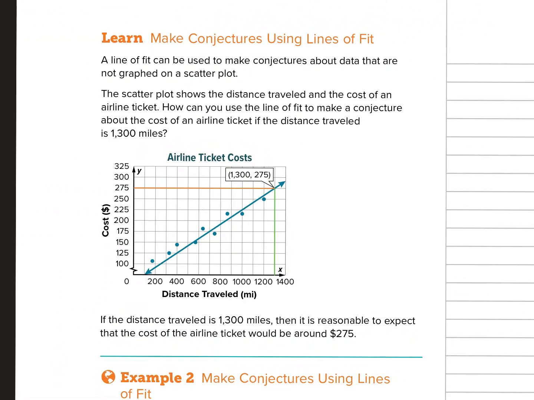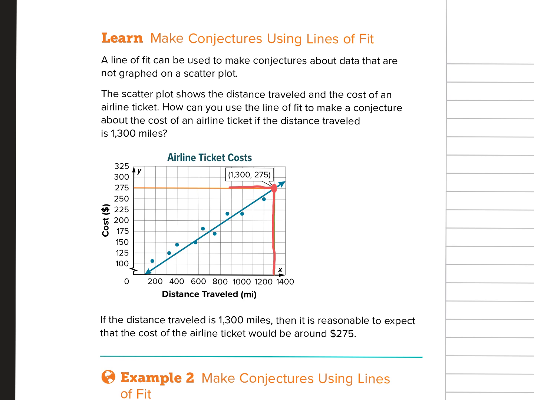So if we were to look at this, the scatter plot shows us the distance traveled and then the cost of an airline ticket. And it's showing us basically the further we travel, the more expensive the airline ticket is, which makes sense. The line of fit is in here, and it's asking us, how can we use this line of fit to make a conjecture about the cost of an airline ticket if we were to travel 1,300 miles. So I go over to the 1,300 miles, just right here on my graph, and I'm gonna go up until I hit the graph.